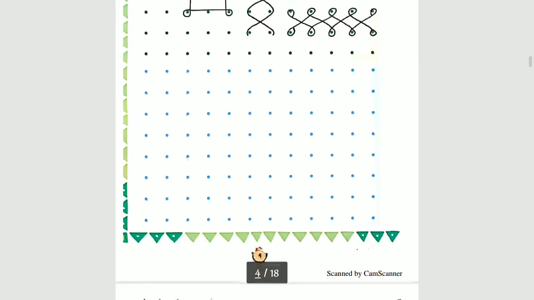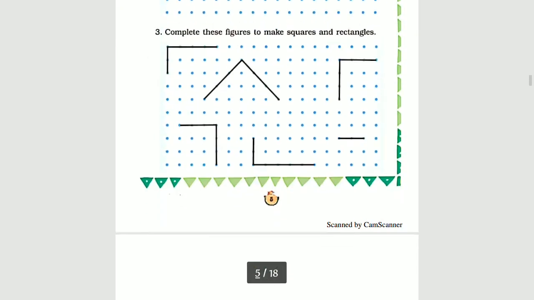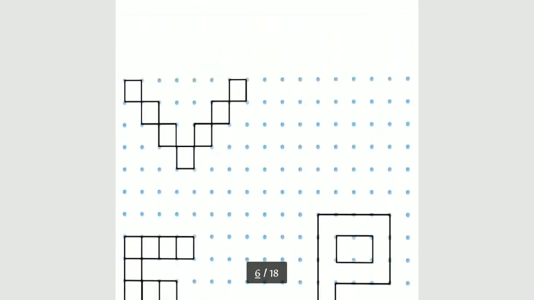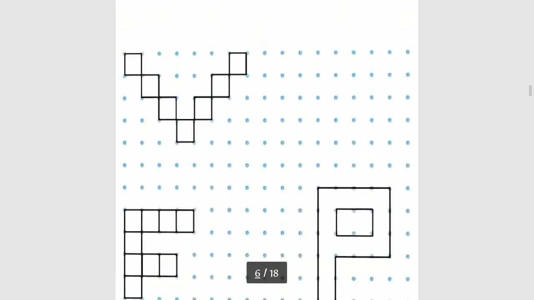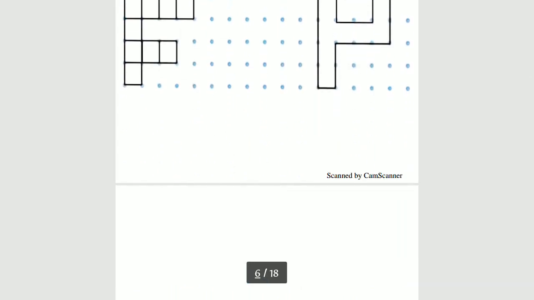Okay. Now use the dot grid given below to draw your own designs and shapes. So you can use the dot grid and draw your own designs, whatever you want to draw. Okay, so I can give you examples. You can draw shapes like this, or you can draw patterns like this in the form of alphabets, right?